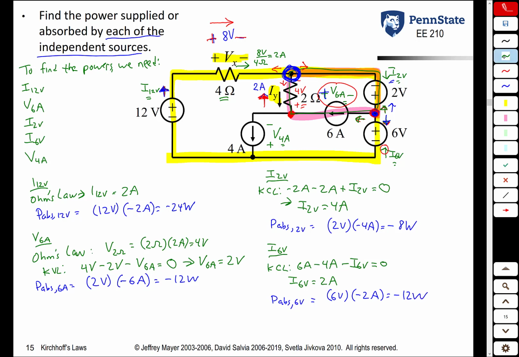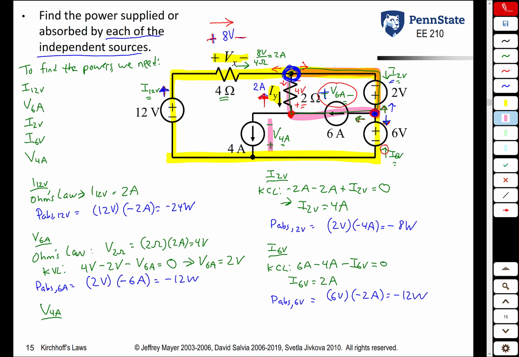Finally, we have the 4 amp source. So we want to find the voltage across it. So V sub 4 amp. So we have a lot of choices here. At this point, we're almost done. We want to find the voltage across this 4 amp source so that we can find its power. So we need to find a loop where we know every voltage except that one.